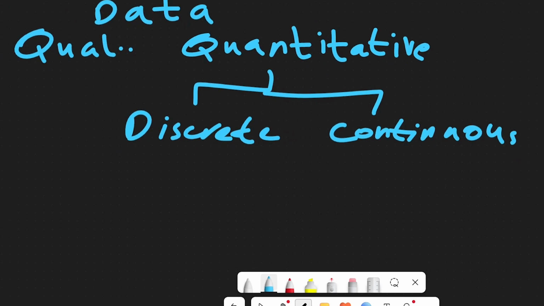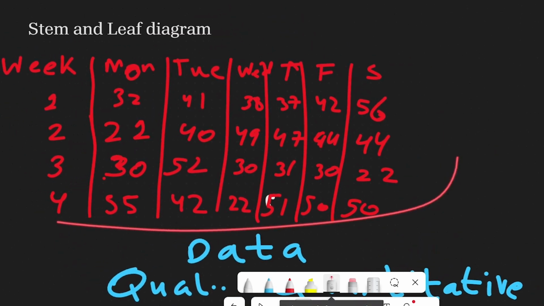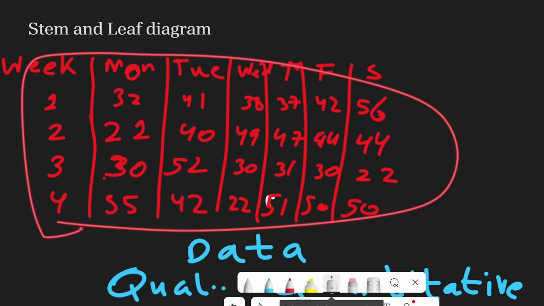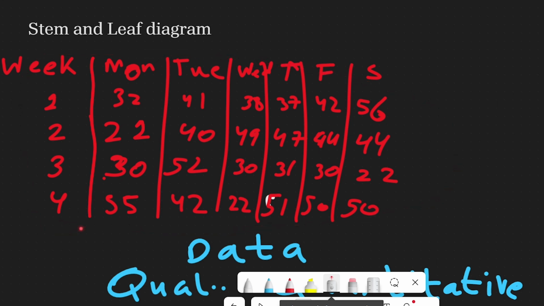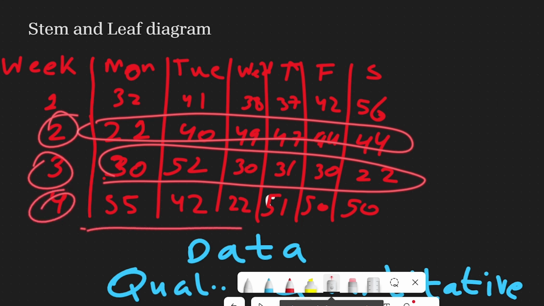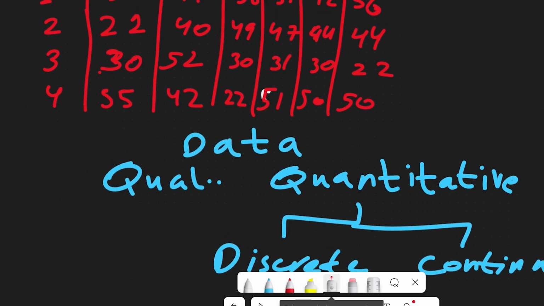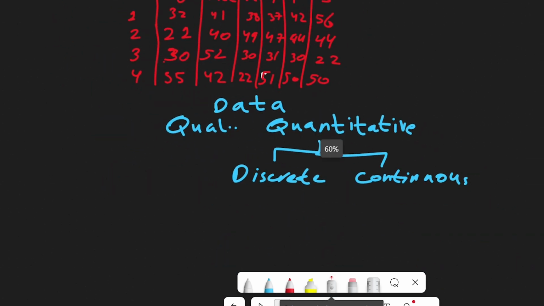Okay, and now there comes the question of how to represent data. Now for example, this table over here is a way data is represented. This is data for a car park, and we can see that for the first week on Monday 32 cars were parked, then 41, then 38, and so on. And then on the second week these many cars were parked. In the third, all these were parked, and in the fourth, these were parked. Okay, but the problem over here is, first let's discuss how can we represent discrete data.